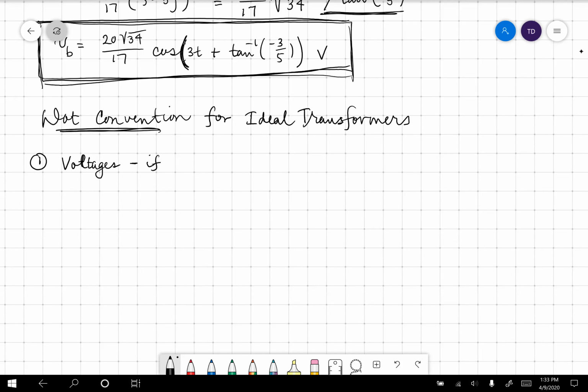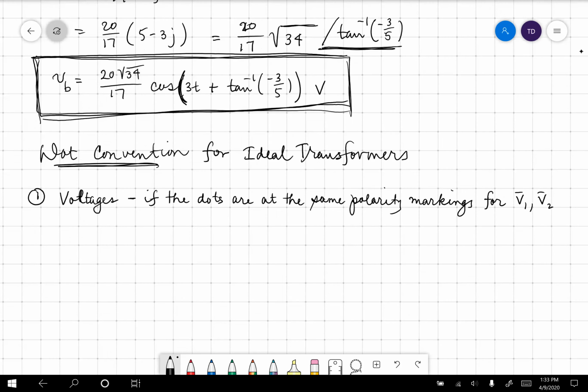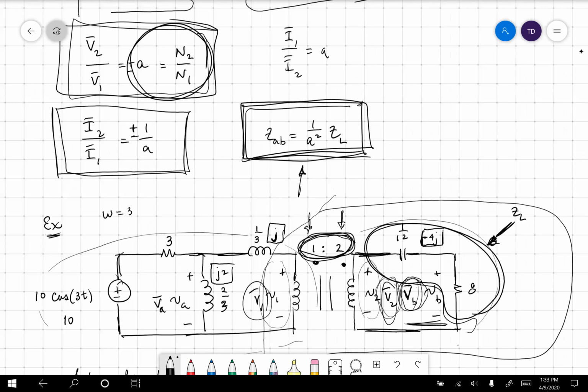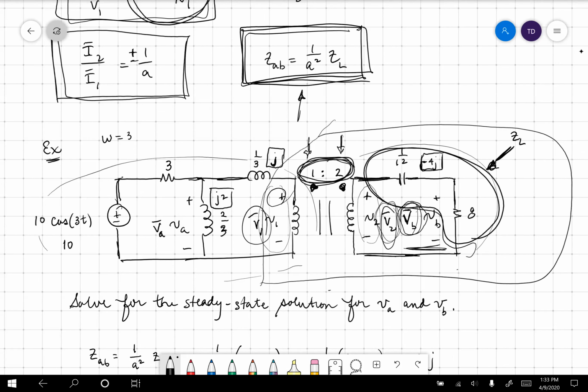If the dot is at the same polarity marking for both V1 and V2, so if they're the same. So up here in this circuit, the dot is on the positive side. The dot is on the positive side. Often you can make that happen. So if it's on the same side, it could have been that the dot was on the negative and the dot was on the negative. We'd have the same exact thing. So it wouldn't matter as long as they're on the same side, right? They're on the same polarity marking.